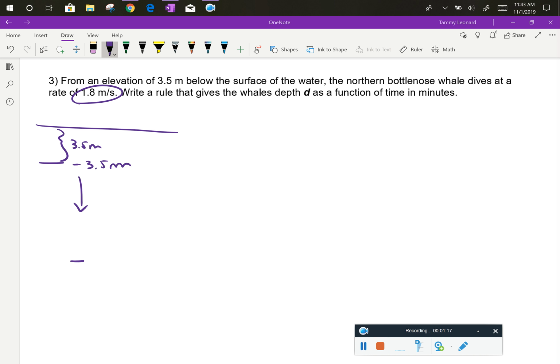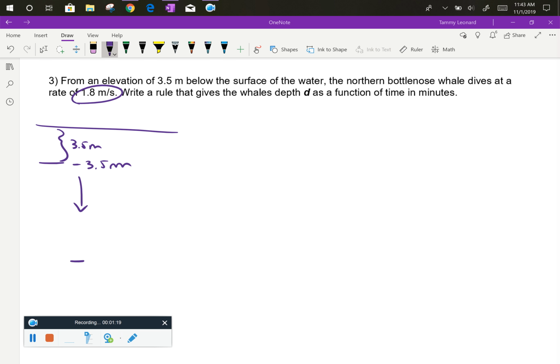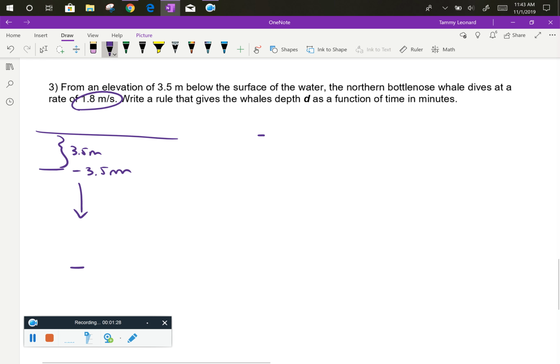Write a rule that gives the whale's depth d as a function of time in minutes. So if we're working with the elevation under the water being a negative number, we can say that we're starting at negative 3.5 meters. And then we're going down at 1.8 meters per second. So that means every second the whale is dropping 1.8 meters. So we would need to multiply the 1.8 by s, the number of seconds.